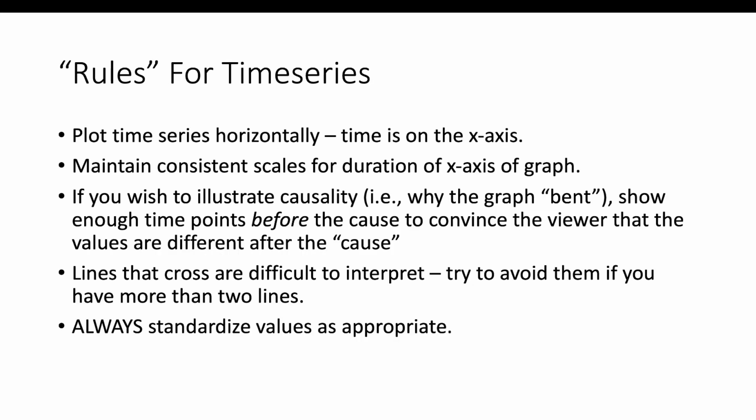So here's your rules for time series. Time is always on the x-axis. It's always plotted horizontally. Going back to our Tufte, we maintain consistent scales for the duration of that x-axis of the graph. If you want to show causality, meaning the line bends and you're going to say why it bends, you have to show enough time points before the cause to convince the viewer that the values are different after the cause.